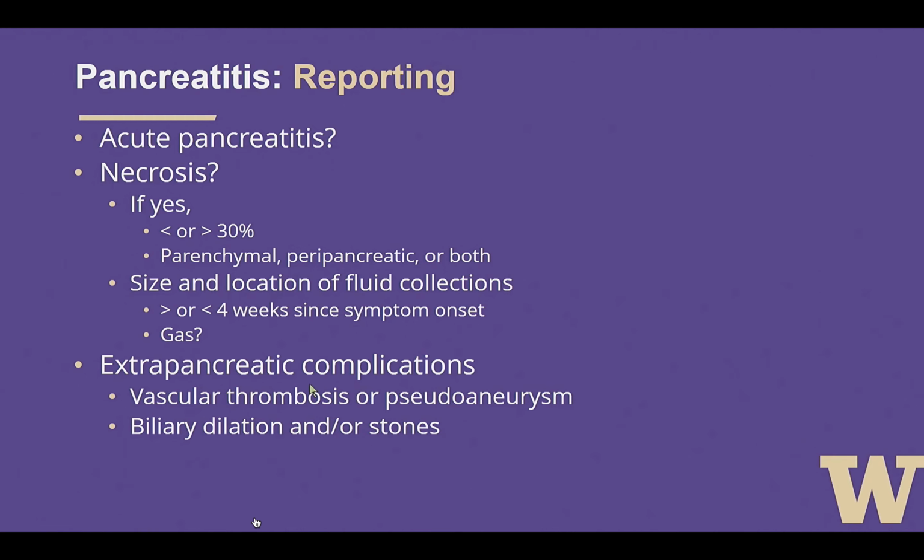So as a quick summary here for reporting on patients who have suspected acute pancreatitis. Again, the first question is, do they have imaging features of acute pancreatitis? It's possible that you image people either too early or in mild forms and you won't see the imaging findings. If you do see the imaging findings of acute pancreatitis, is there evidence of necrosis? If so, is it less than or more than 30% of the gland? Is it involving the parenchyma, the peripancreatic tissues, or both? Are there fluid collections? And if so, have they been present for less than or more than 4 weeks since the onset of symptoms? And is there gas within the fluid collections? And lastly, are there extrapancreatic complications like venous thrombosis, pseudoaneurysm, biliary dilation, or biliary stones?